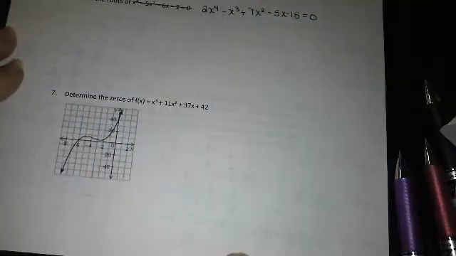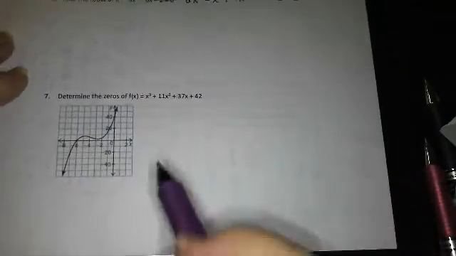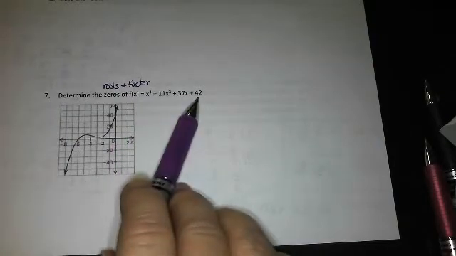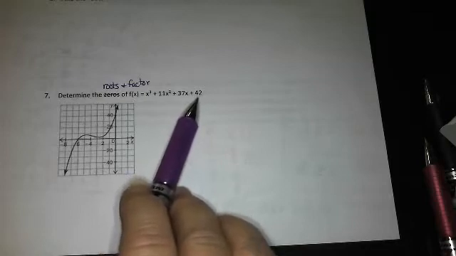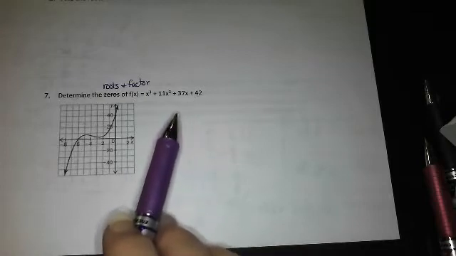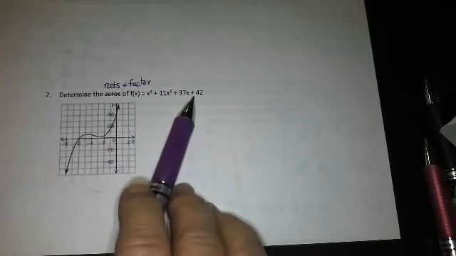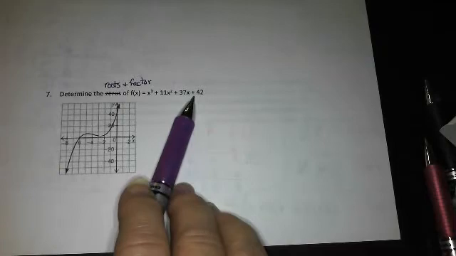Alright, on the back, I want you to look at number 7. Now, the directions here say determine the zeros. I'm going to change it to determine the roots and factor. Because determine the zeros, you don't have to do any work. They gave you an equation, and according to the rational root theorem, we would have to list all the factors of 42 for our possible roots. There's just a lot of those.